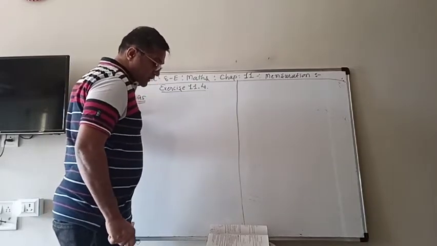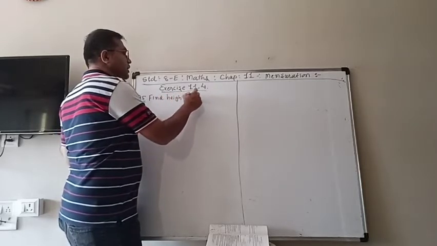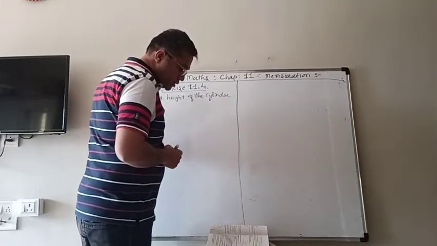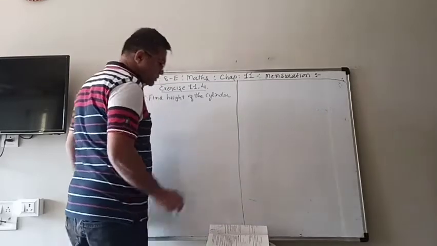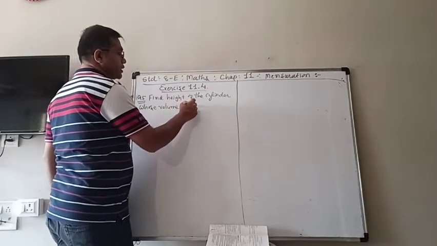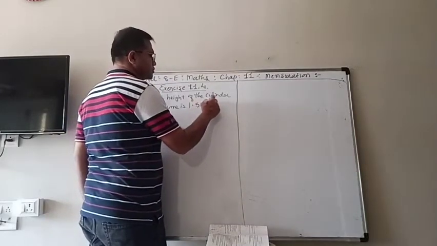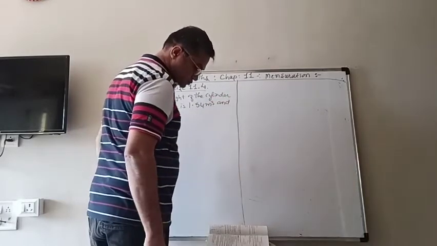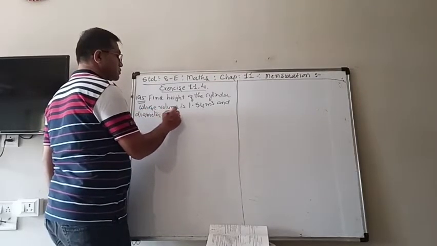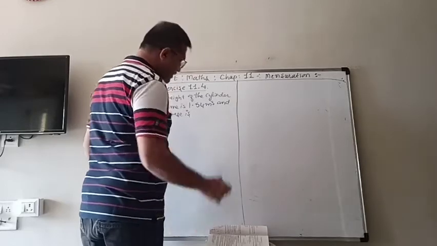What is given here? Find the height of the cylinder whose volume is 1.54 meter cube and diameter of base is 140 centimeter.